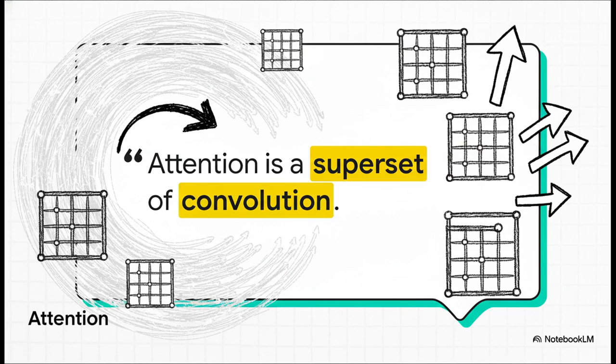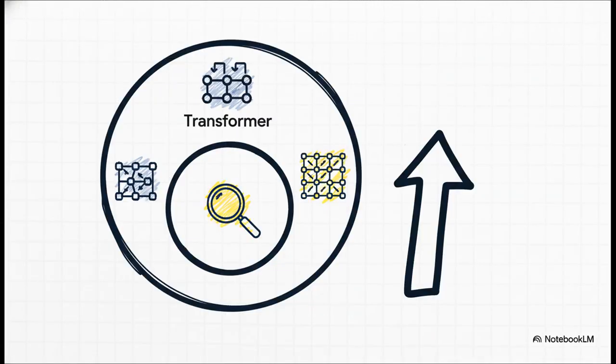What researchers have discovered is actually pretty profound. Self-attention isn't just different from convolution, it's a superset of it. And what that means is that it's just a more general and fundamentally more powerful operation. So what does being a superset actually mean in practice? Well, it means a transformer can, if the data tells it to, learn to act exactly like a CNN. It can teach itself to focus only on nearby pixels, basically mimicking a convolution.